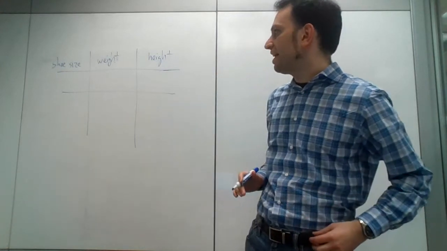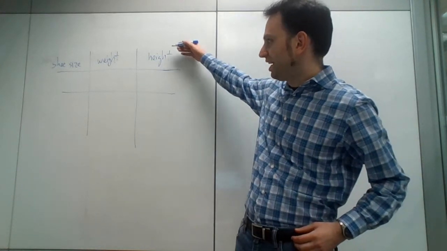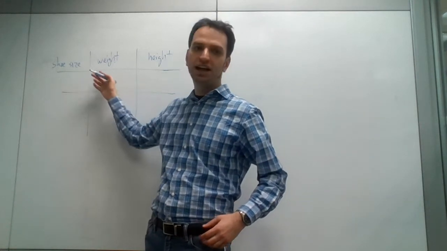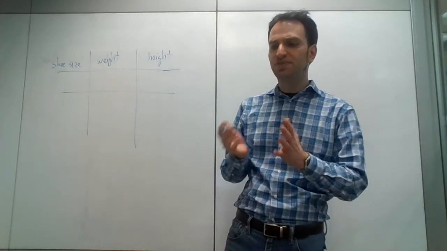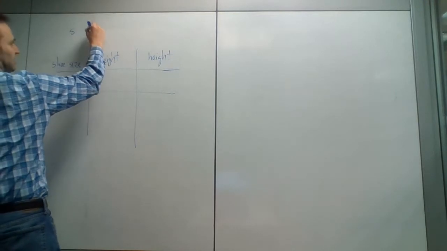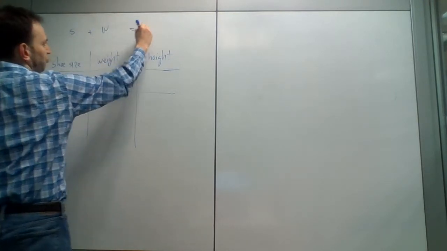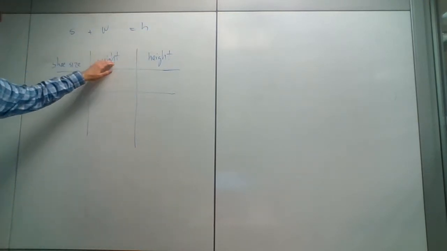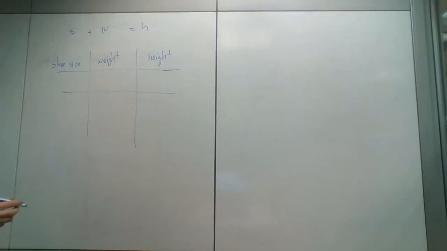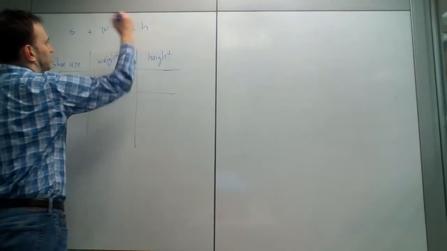So let's say that what we're trying to do is predict height. And the input variables that we're using are shoe size and weight. And here I'll invent the units in such a way that basically S plus W is equal to H. So I'll just rescale the shoe size and the weight in such a way that that's going to happen. And that's going to be, of course, approximate.